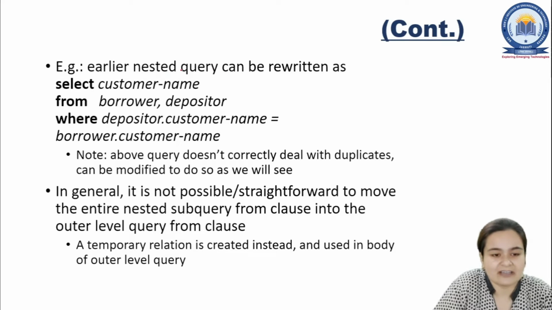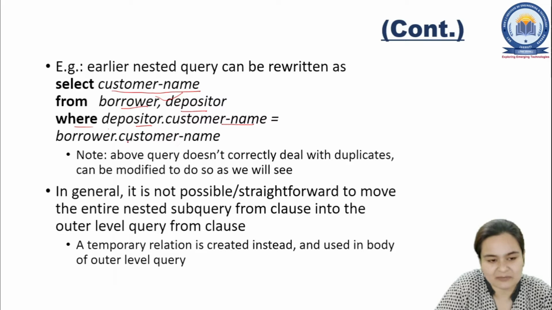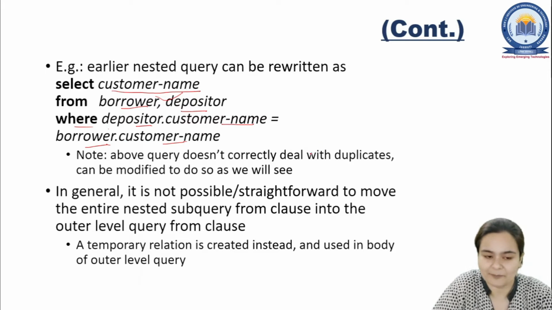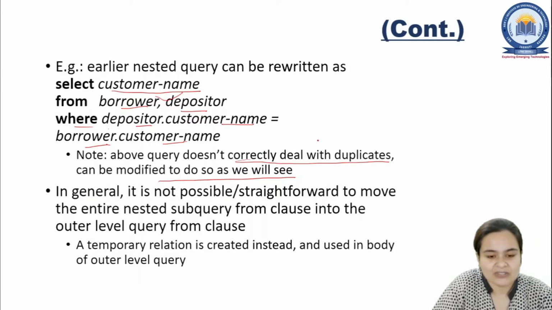For example, the earlier nested query can be rewritten as a join on customer name. Strictly, this is not a join but a Cartesian product followed by a condition that depositor customer name and borrower customer name should be the same. The above query does not correctly deal with duplicates, but can be modified to do so as and when required. Sometimes it can be less expensive to use a Cartesian product rather than a join or a nested subquery.